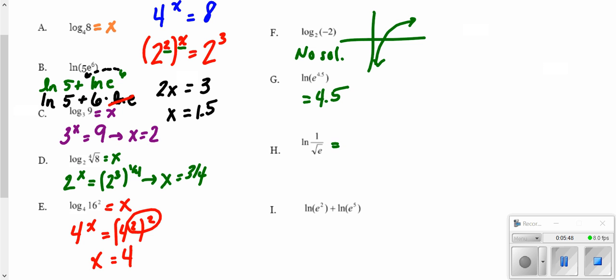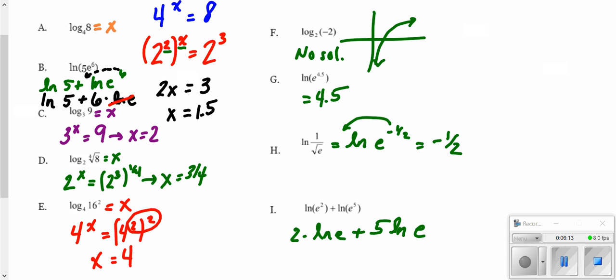Here, I could rewrite this. I think that's useful as e to the negative 1/2, right? Square root is a 1/2, and in the denominator makes it negative. So this would just be negative 1/2. And here, same kind of idea. These two, as the last question, I didn't actually say it, but I was thinking about that exponent coming down in front. Samesies here. And then natural log of e is 1. So this is 2 times 1 plus 5 times 1, which equals 7.